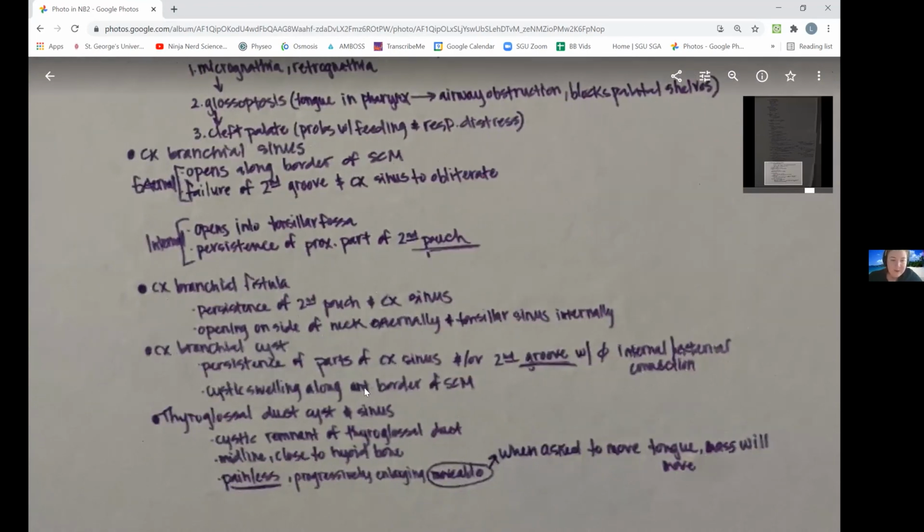So this is a cystic swelling along the SCM, sternocleidomastoid. That's a big, big one. And then the branchial sinus is persistent at the second pouch and the cervical sinus. So you'll notice that you see a lot of pouches. Anytime you see pouch, anytime you see groove, please know that.